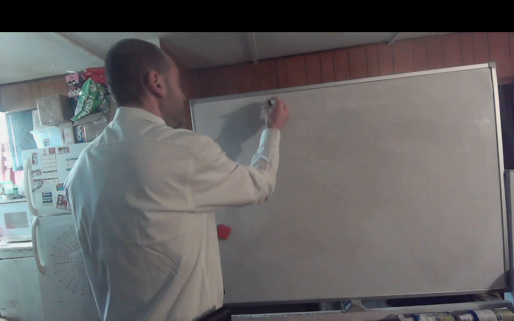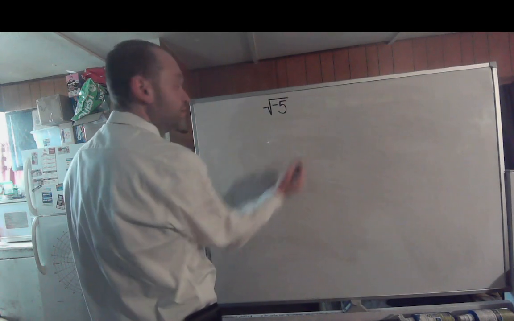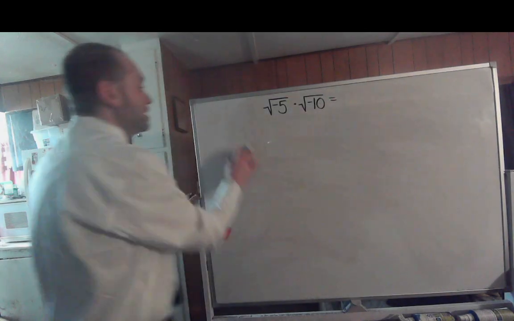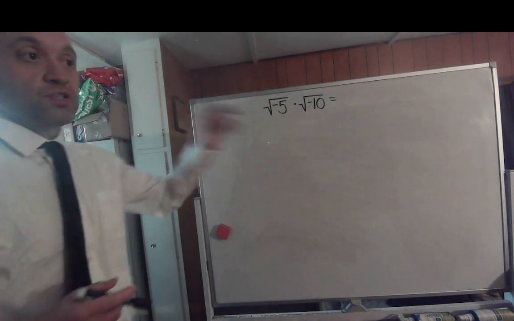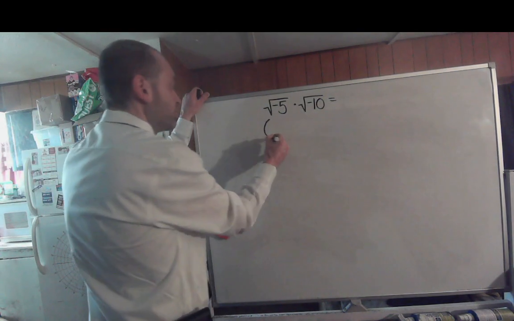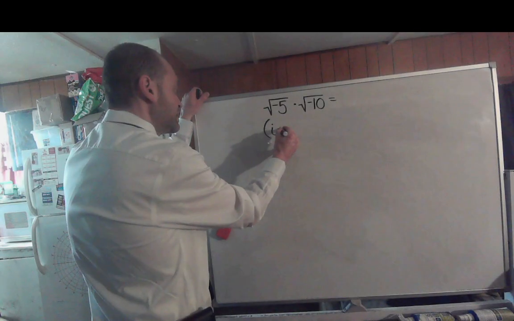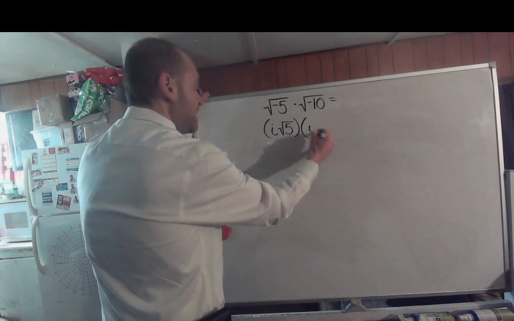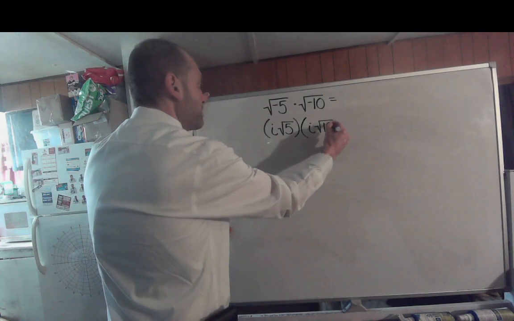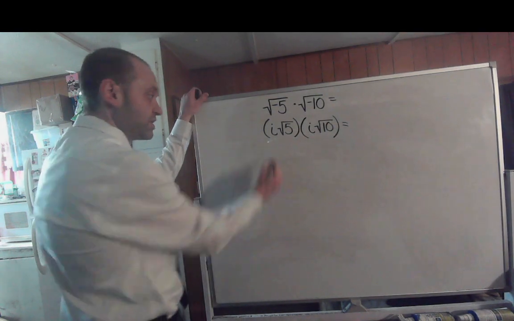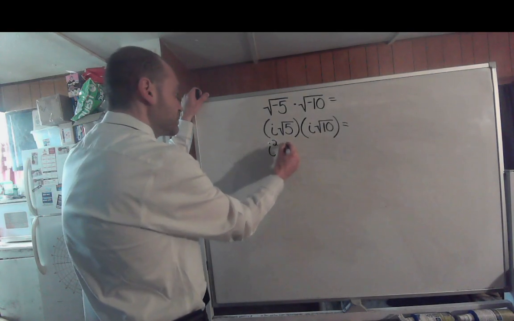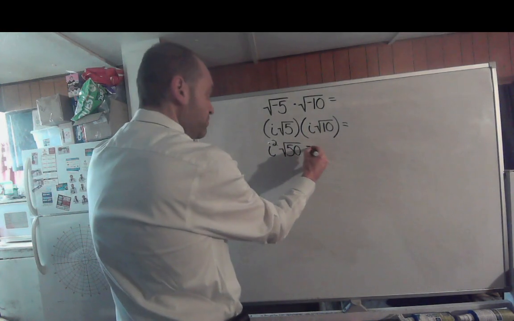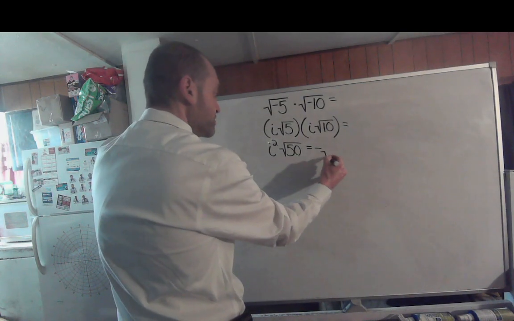Alright, another one like it. We have the square root of negative 5 times the square root of negative 10. Well, again, let's look at what's really going on with these two quantities. So, square root of negative 5 is the same as i times the square root of 5, times i times the square root of 10, which would really turn this into i squared times the square root of 50. Well, i squared is negative 1, right? So this would end up being negative of the square root of 50.